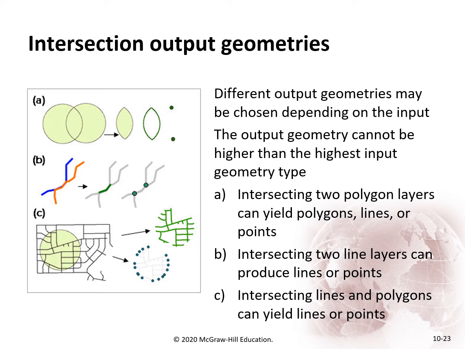And just like they say here with C, you can intersect lines and polygons, and when you do that, the lowest order item you have is the lines, and so your output can be either lines or points. You can't upscale, upgrade, or uplevel the elements you're joining.